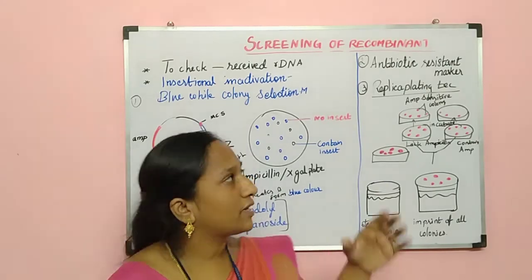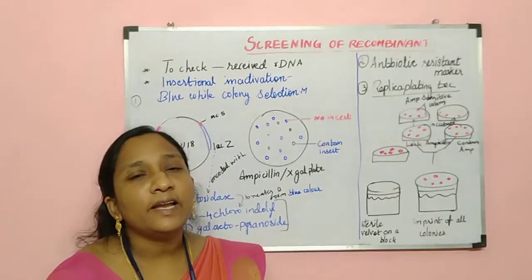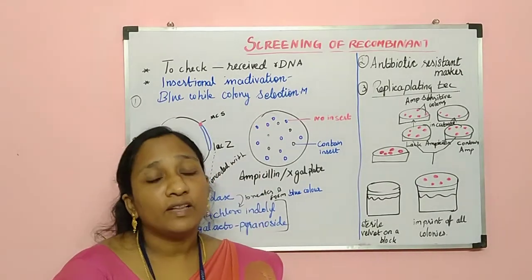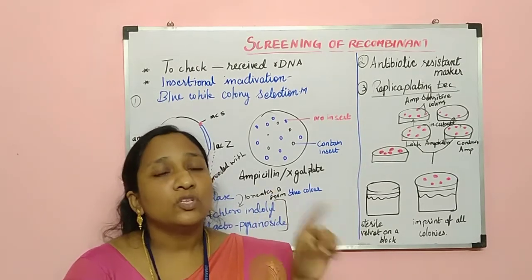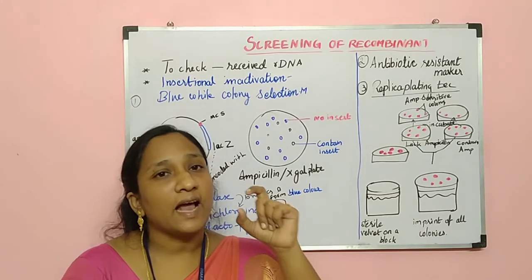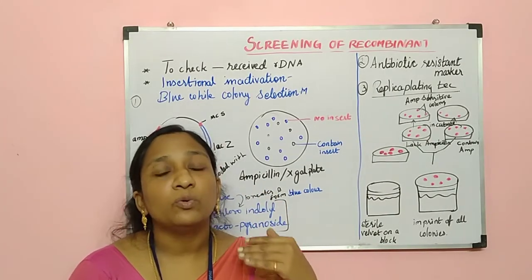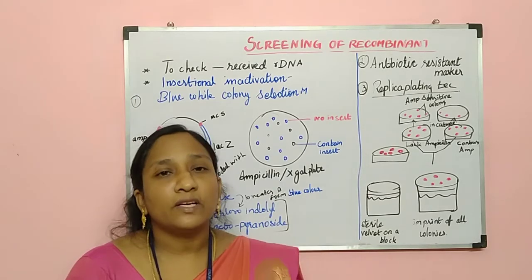Now, the next step after inserting the desired gene inside the cell is screening of recombinant DNA. What does screening mean? Checking whether the inserted gene is located inside the cell or not, so that we can detect whether the plasmid has the inserted foreign gene. That is called screening.